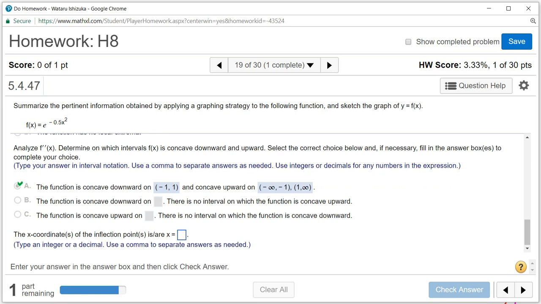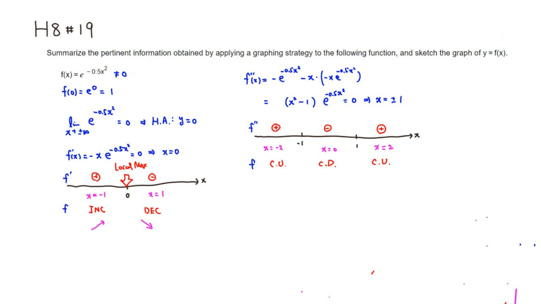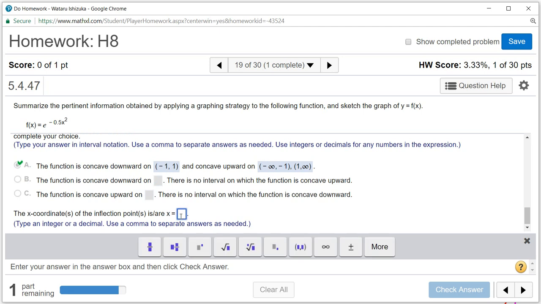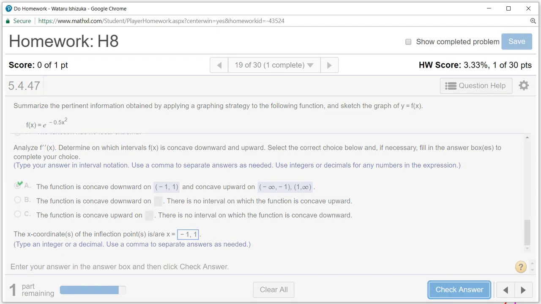All right, so it looks like a concavity change occurs at -1 and +1. So you can see that there's going to be an inflection point there because there's a concavity change, and here there's a concavity change. So it's at -1 and +1. So I'm going to just put -1 comma +1. Right, check the answer. All right, we got that.